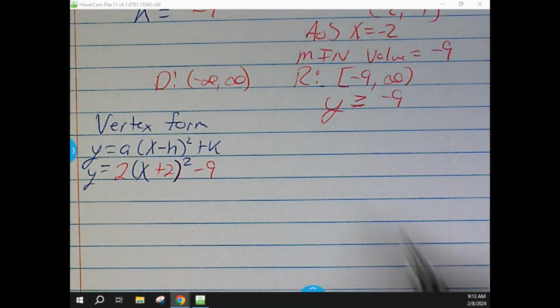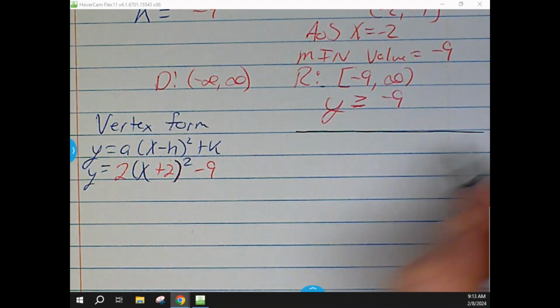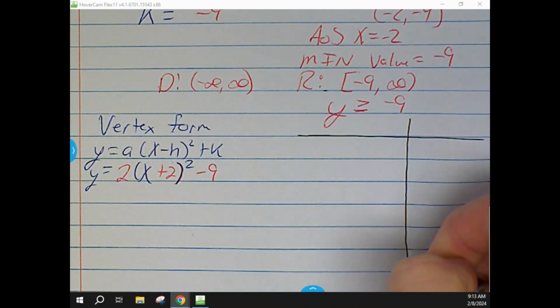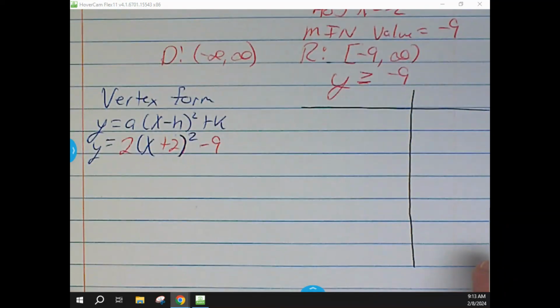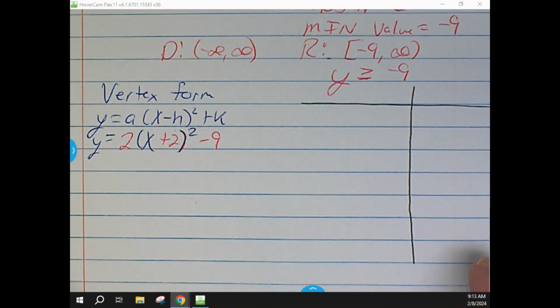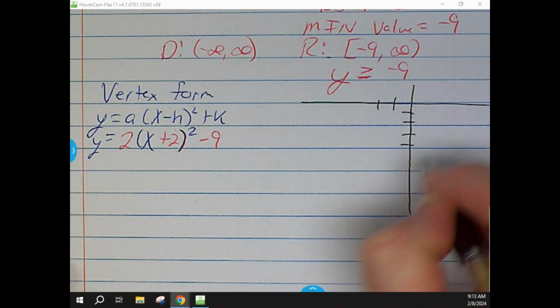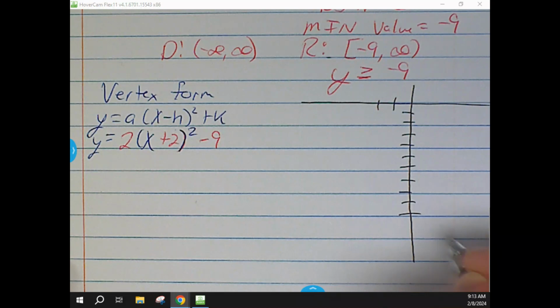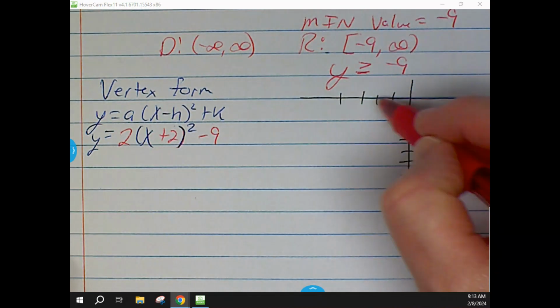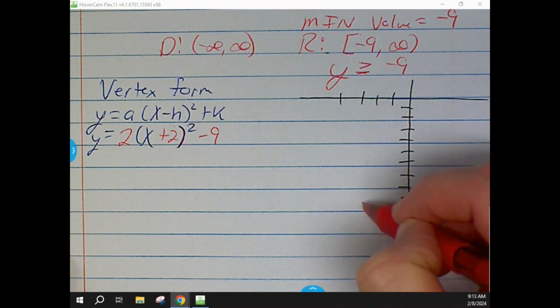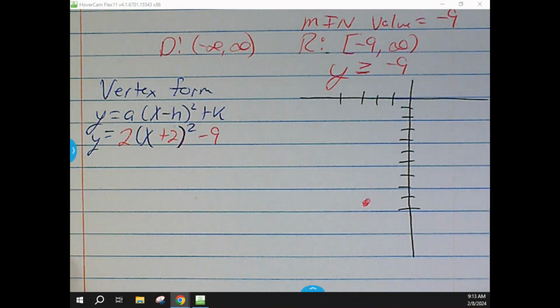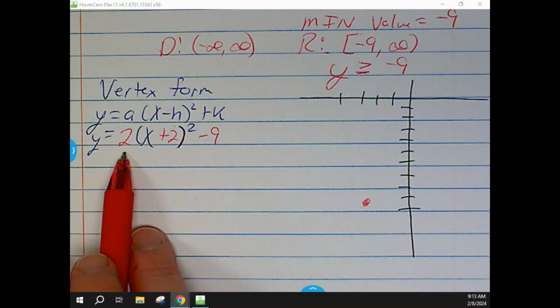Okay, and finally we get to graph this thing. Okay, so we're going to 2, 1, 2, 1, 2, 3, 4. Okay, so vertex was at -2, -9, so -2, 2, 4, 6, 8, -9. We put it there. We know that the a value was 2. It's a whole number, so we get that little bit of shortcut.